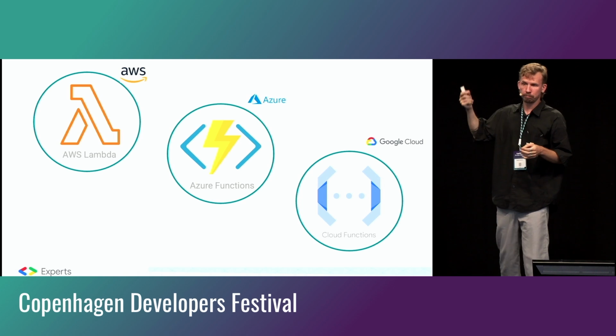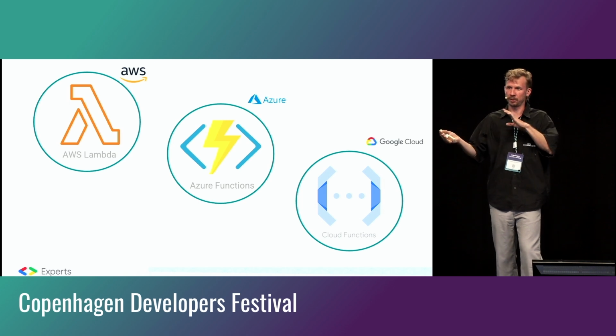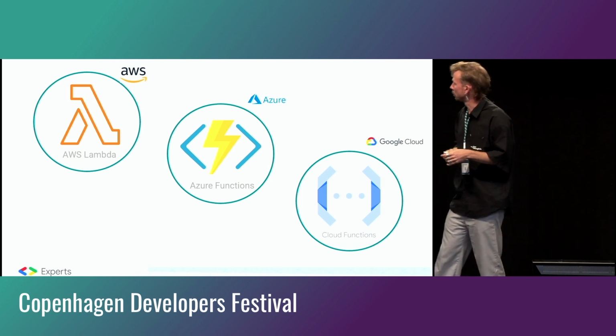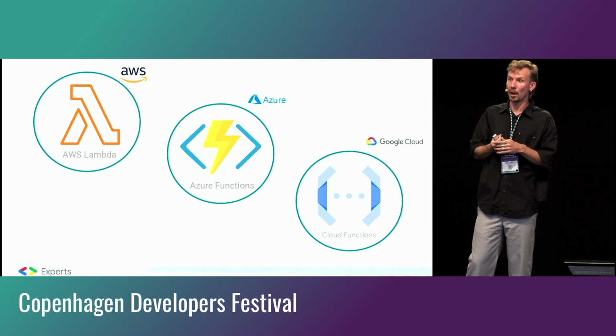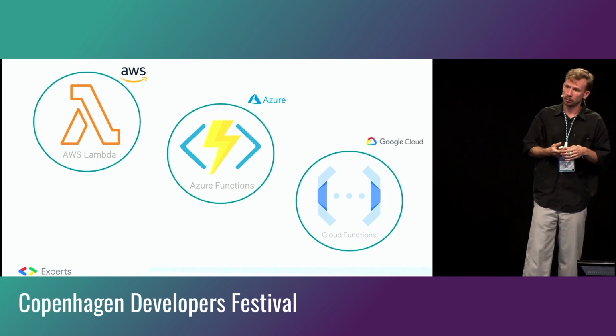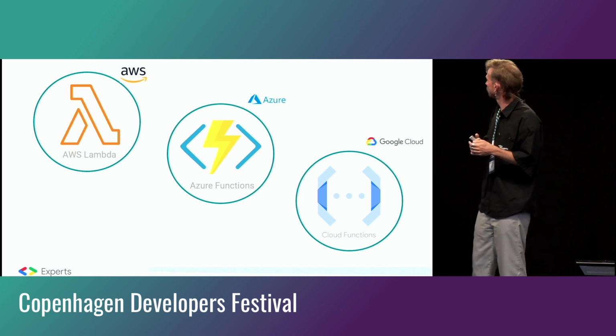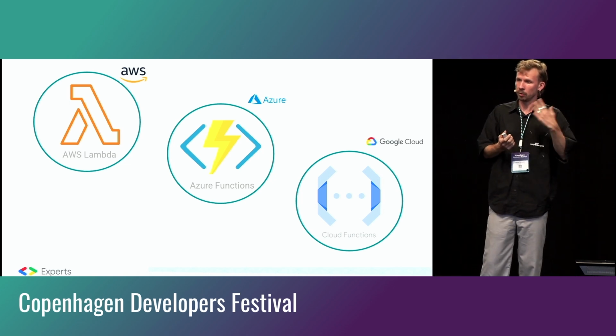And yeah, all vendors have such services, only with different names. For example, Amazon gave the name Lambda to their cloud function. Microsoft named it Azure Functions. Google decided not to be very creative and named cloud functions just cloud functions.